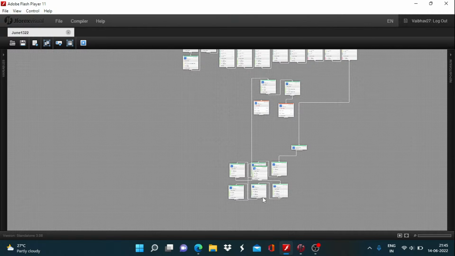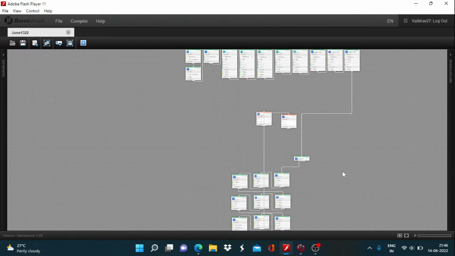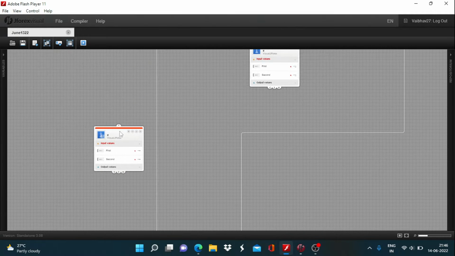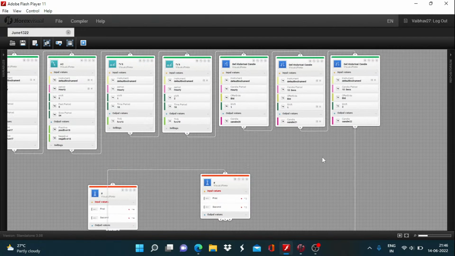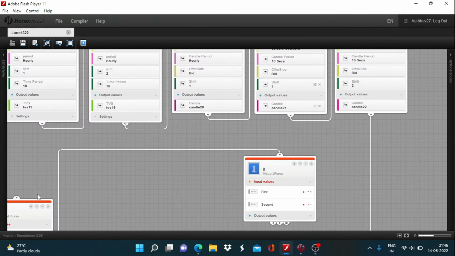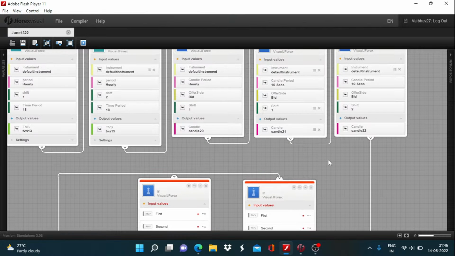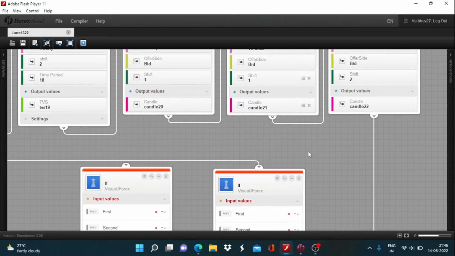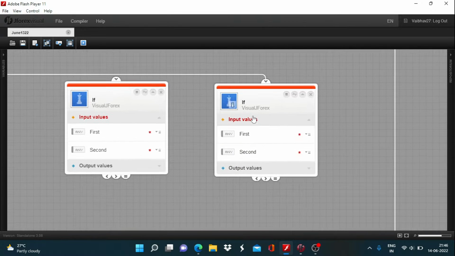Now we have to define the exact entry point when the trade execution will take place. For that, we are going to rely on the last hour's closing value. As soon as the price starts to rise above last hour's closing value, the trade execution should happen. So for that, we have to compare the closing values of the 10-second historical candles with the last hour's closing value. So we have to compare the closing values of candle 21st and candle 22nd with the closing value of candle 20. So candle 20 is going to be the common input parameter here.